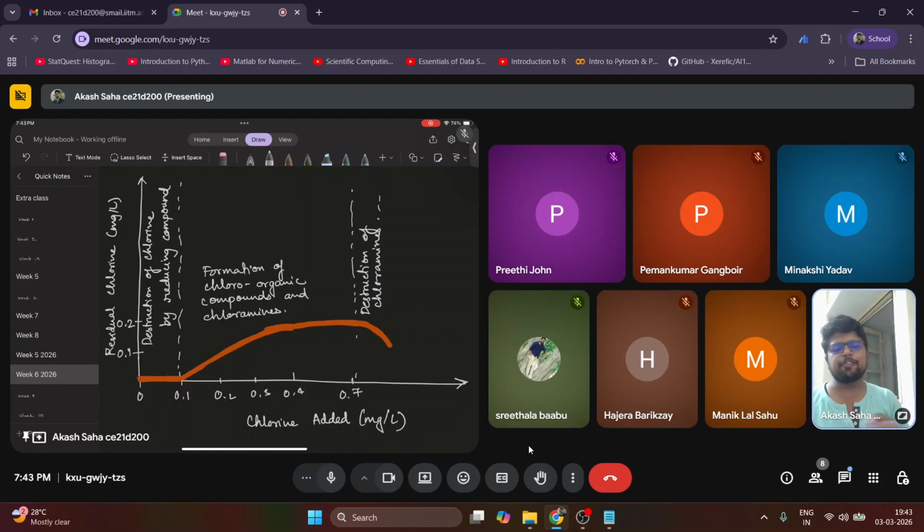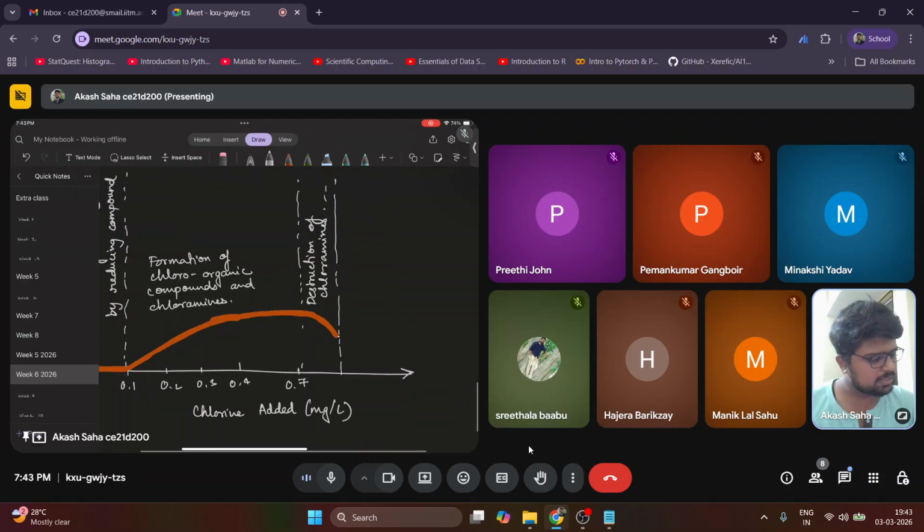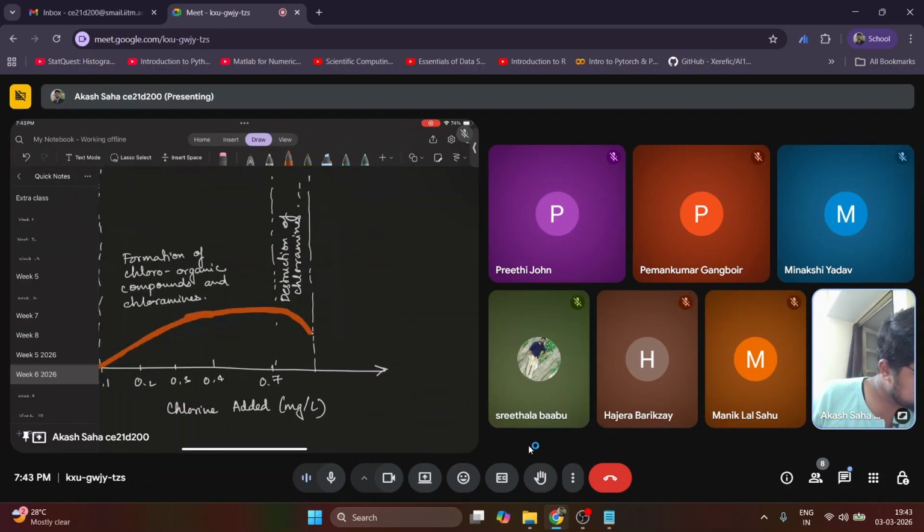Okay, it is free from everything. So now from this particular point, whatever chlorine we add will come out as residual chlorine. There will be no destruction, no reduction, no quenching. Whatever we add will remain as it is. That's why we can see an increase in the residual chlorine like this.